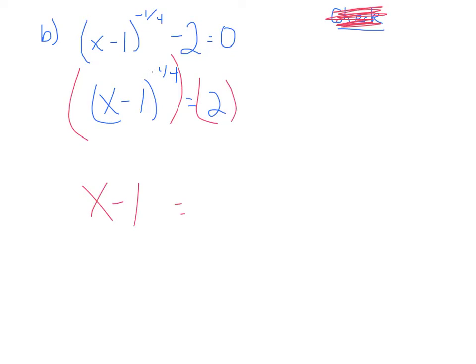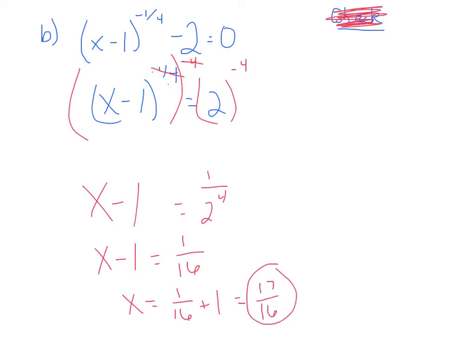Well, what times what would give me 1? What times negative 1/4 would give me 1? What if I raise it to the negative 4 power? What's negative 1/4 times negative 4? Well, it's 1. So do 2 to the negative 4th. Oh, that makes sense. Now, this and this go away. 2 to the negative 4th is really 1 over 2 to the 4th. So really it just says x minus 1 equals 1 over, what, 16? So this really is just x equals 1 over 16 plus 1. That's just 17/16.